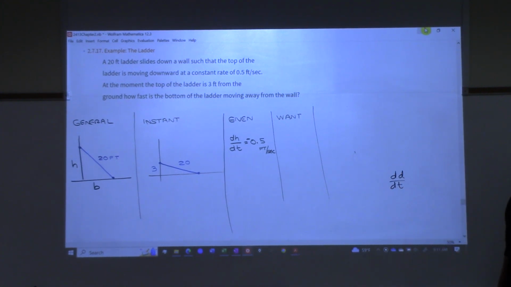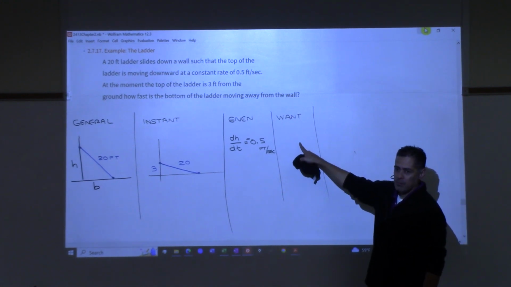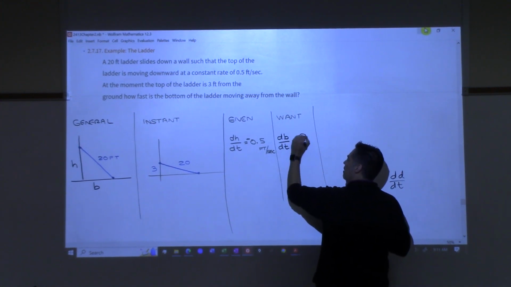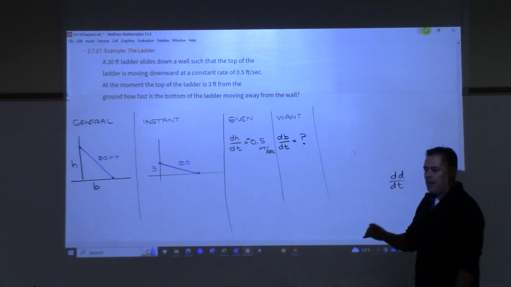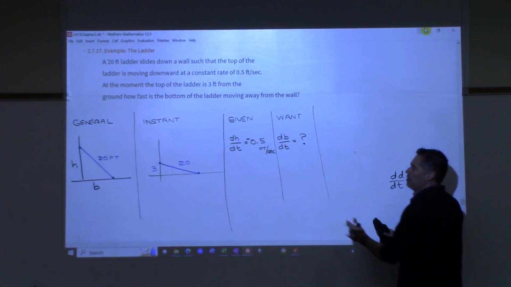All right, so B. So we want to know what then? How fast B is changing with respect to time. So we want to know dB/dt. That's what we would like to find. But not dB/dt at any random point. At a specific point in time we want to know, right? At what moment do we want to know this?